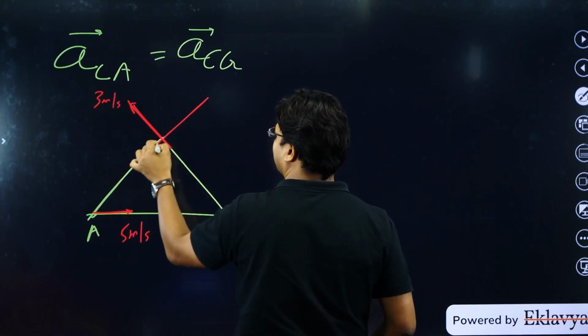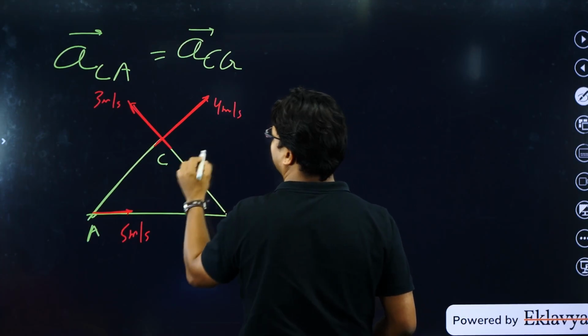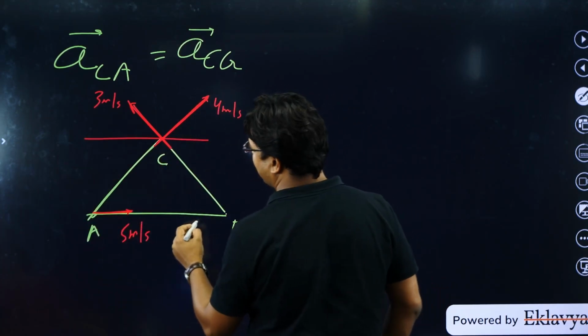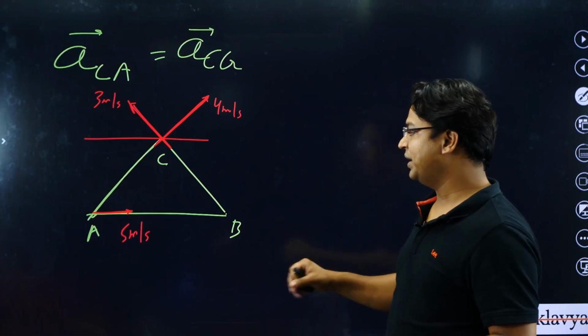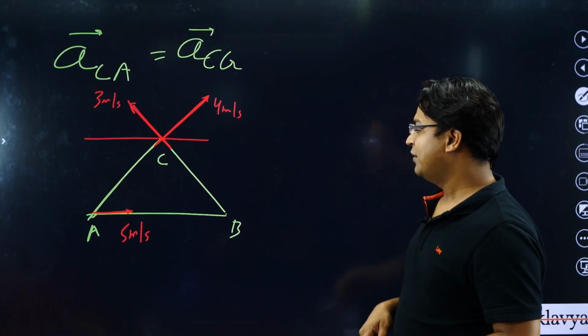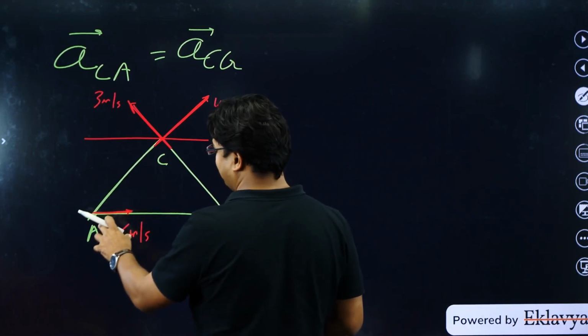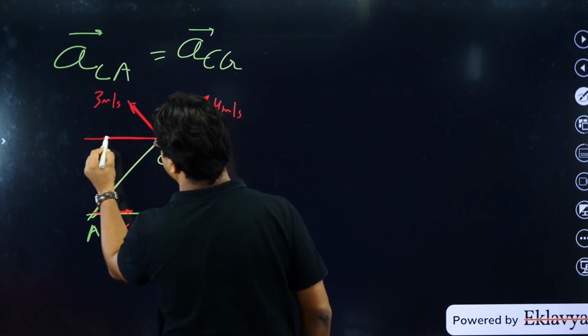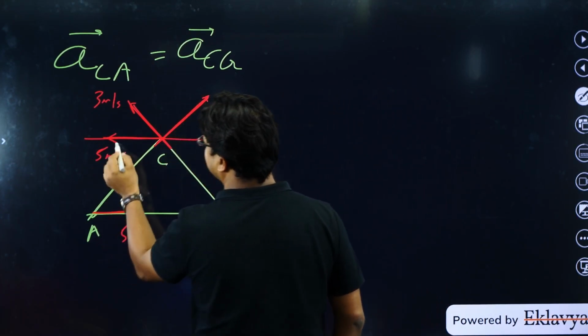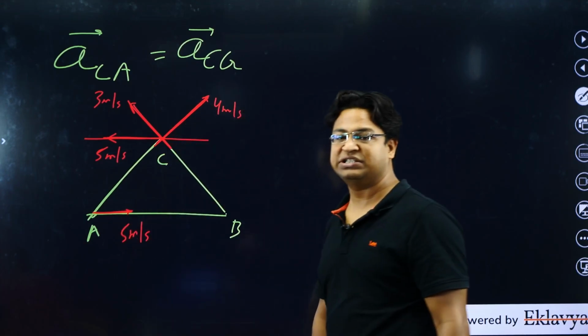Okay, and then it had a velocity in this direction, which was 4 meter per second. Okay, so that is the case. Now what I am planning to do, if I am viewing C from A, so in that frame, I will subtract the velocity of A from these vectors. Or in other words, I can just reverse the velocity of A and add. So the resultant of these three will be the velocity of C as seen by A.